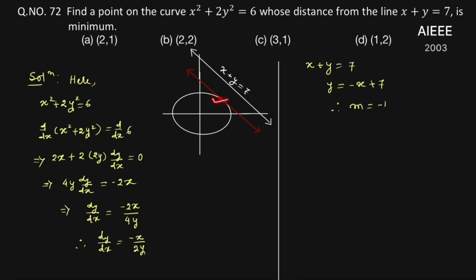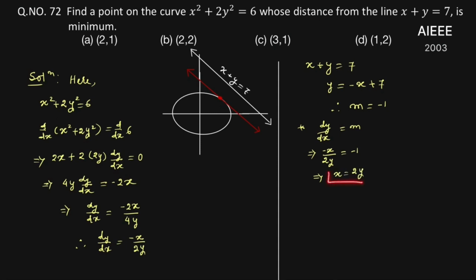Now we take tangent on the curve, and the line and the tangent are parallel. Therefore, slope of the tangent is equal to slope of the line, so we are able to write dy by dx equal to m. We know dy by dx is equal to this, and the value of m is equal to minus 1. This implies that minus x divided by 2y is equal to minus 1. This implies that x equal to 2y.